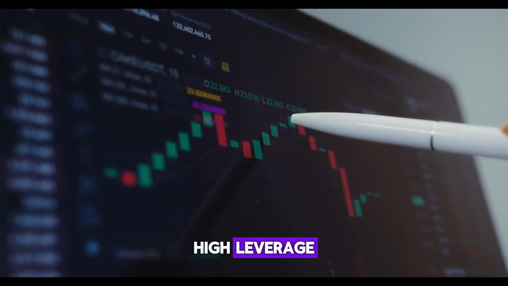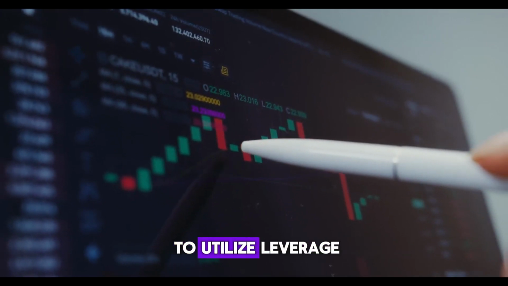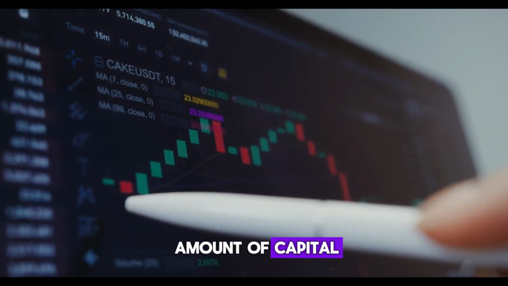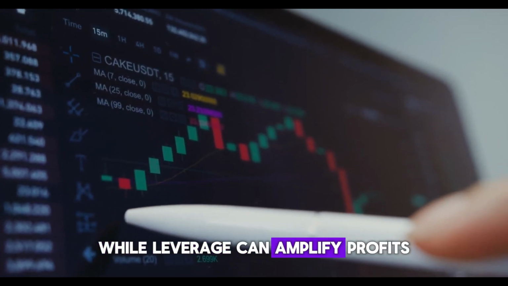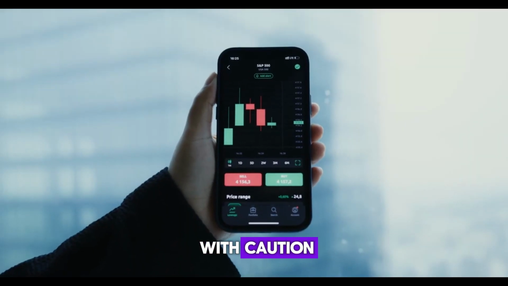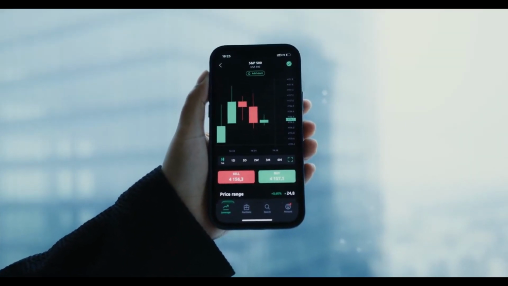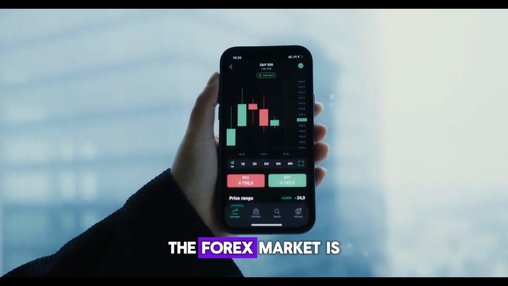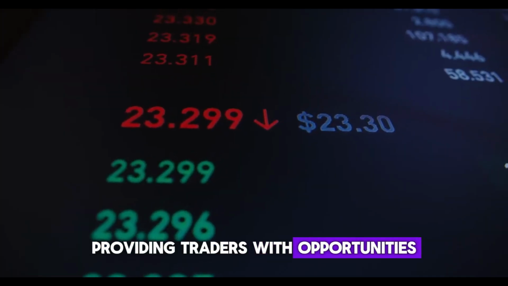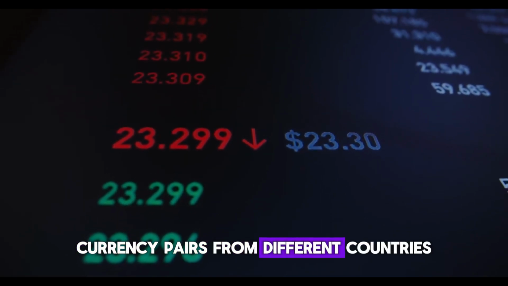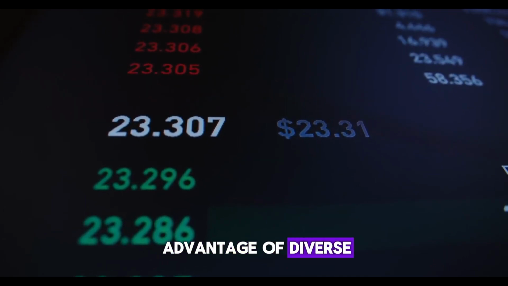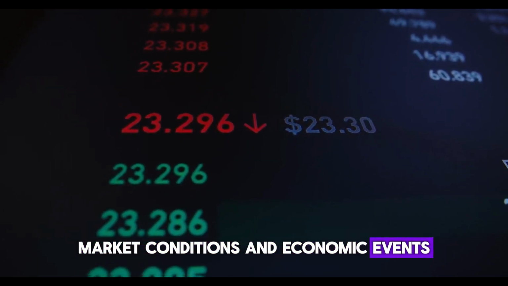High leverage. Forex trading allows traders to utilize leverage, meaning they can control larger positions with a relatively small amount of capital. While leverage can amplify profits, it also increases the potential for losses and should be used with caution. Global market. The Forex market is decentralized and operates globally, providing traders with opportunities to trade various currency pairs from different countries. This global nature allows traders to take advantage of diverse market conditions and economic events.